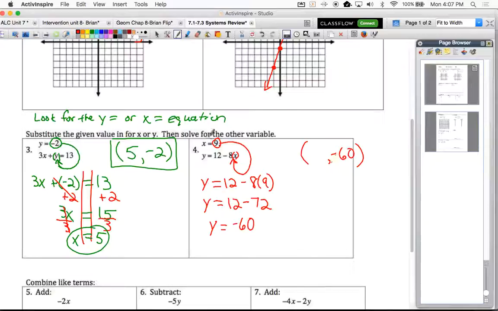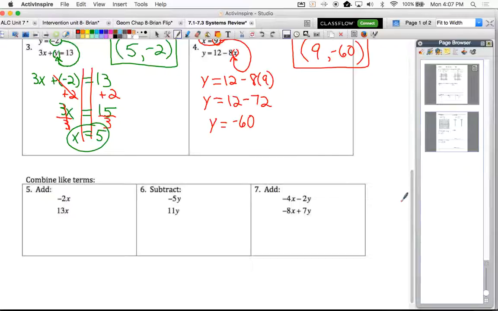And if we look back again, we already have the x value. It tells us x is equal to 9. So both 3 and 4 are a little bit easier substitution problems because the original equations already have the y value or the x value listed. Okay.